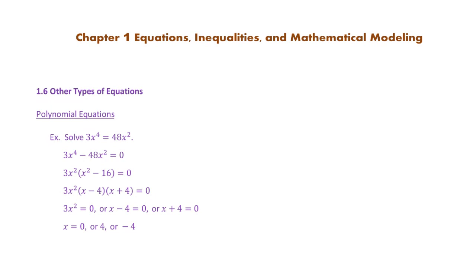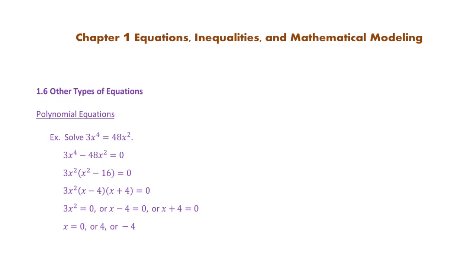Then you can further factor x squared minus 16 into x minus 4 and x plus 4, if you still remember the difference of squares. 16 is just 4 squared. So a squared minus b squared equals a minus b times a plus b. That's what you use here. Then you just set each factor equal to 0 and solve for them.